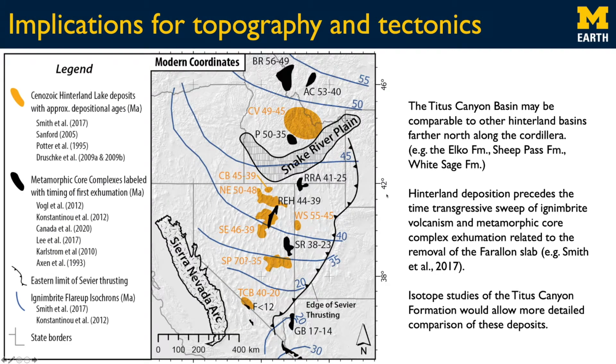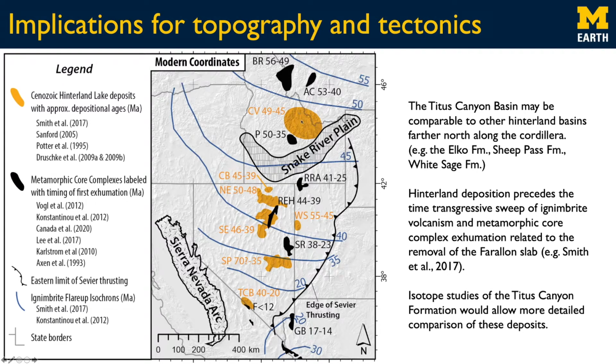And so placing this basin, now that we have a better framework for its age and its stratigraphy, into the context of these other hinterland basins I mentioned at the beginning, this figure shows three main pieces of information. In blue, we see the isochrons of the Farallon slab as it delaminates, sweeping from north to south. And in orange, we see the hinterland basins, and the numbers are the approximate timing of their depositional ages. And in black are metamorphic core complexes, which I've put on the ages of their initial exhumations.